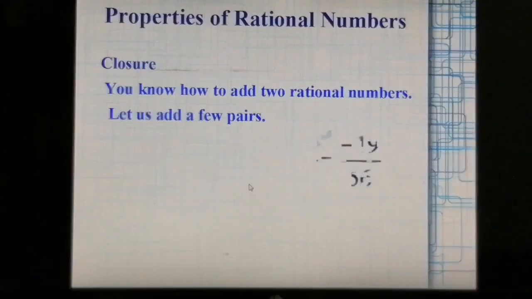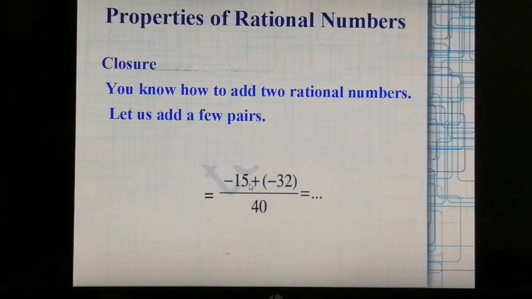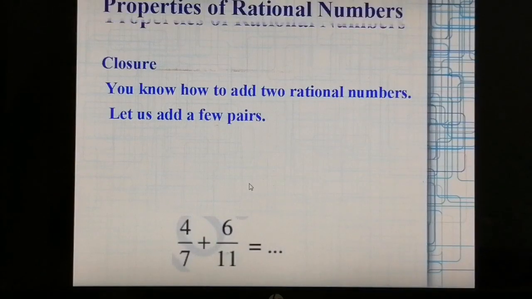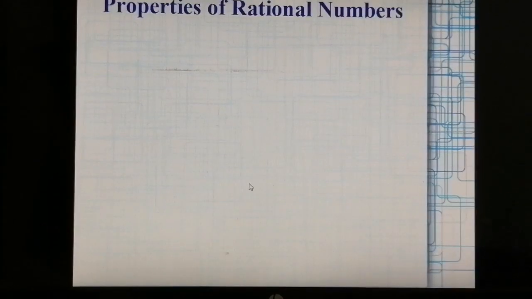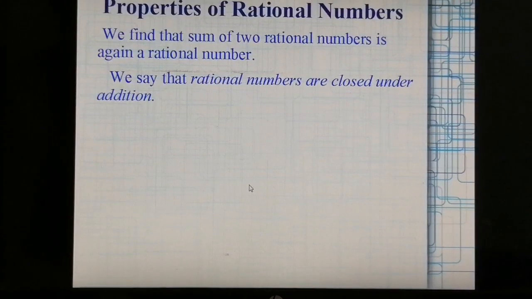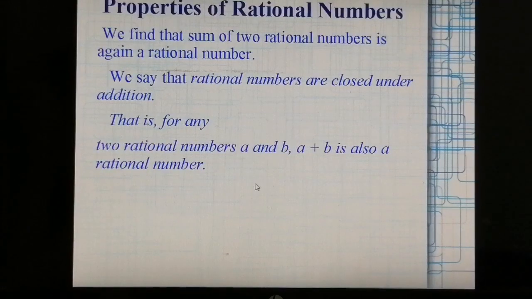So we can try with a few more examples. What we get, you need to do it for yourself. So we find that the sum of two rational numbers is again a rational number. We say that rational numbers are closed under addition. That is, for any two rational numbers a and b, a plus b is also a rational number.